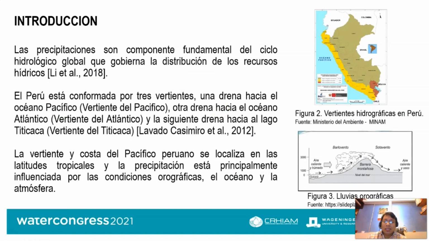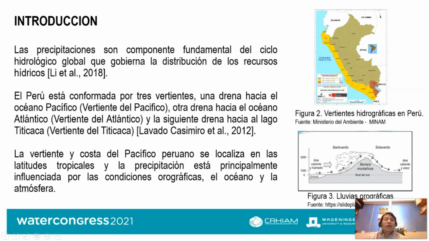Just to put this into context, there are studies that focus on water resources, hydrology, and we can see that precipitation is an important component in order to better understand the whole hydrological cycle. But before going into this, it is important to keep in mind that the Peruvian territory is composed of three watersheds: the Atlantic watershed, the Pacific watershed. We've got the Andes mountain range that divides these two watersheds, and we have the Titicaca watershed, where the waters drain towards the Titicaca Lake.